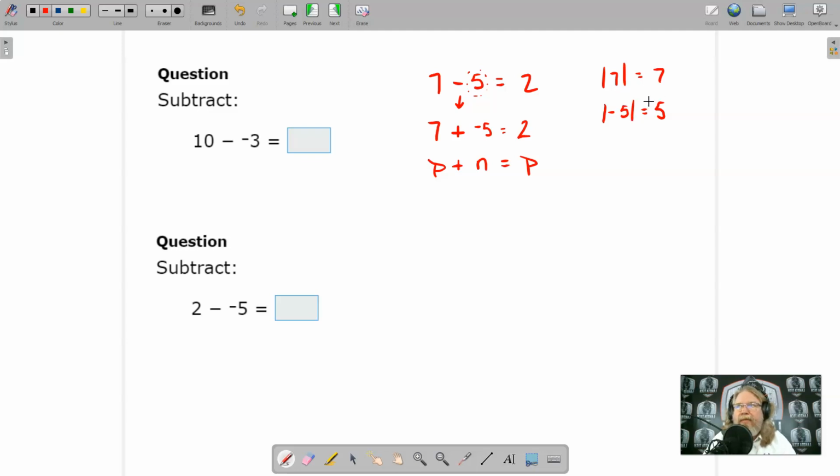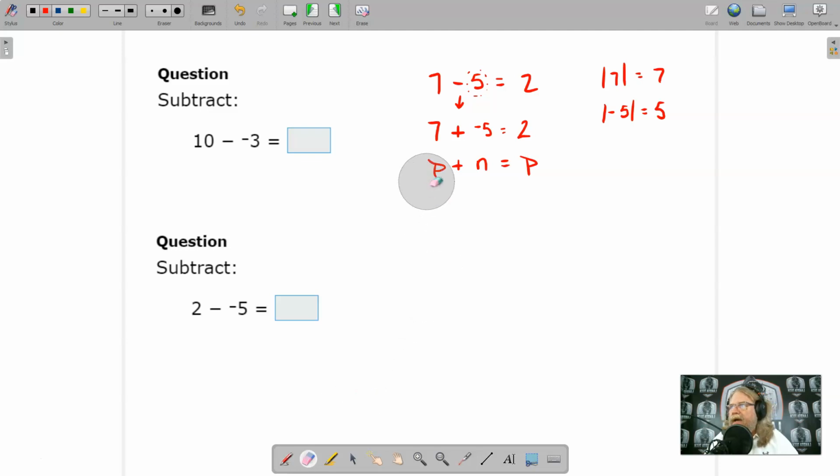It's the same number. So in this case, the absolute value of positive 7 has a greater value than the absolute value of positive 5. So the sign is going to match whichever number has the greatest absolute value. So the 7 has the greatest absolute value as positive. So our answer is going to be positive. That's why 7 plus negative 5 equals 2.